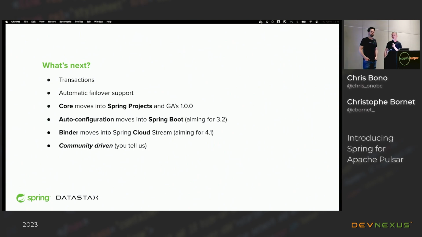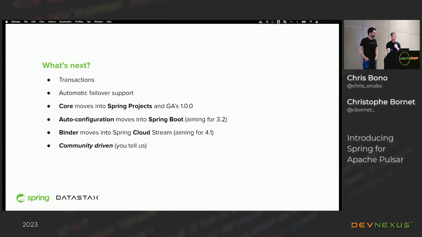Also, automatic failover support. The Pulsar client has the ability to wire in several service URLs, so if one goes down, it can automatically fail over to the other one. We want to pull that configuration up into the application YAML so that you can get easy access to it.